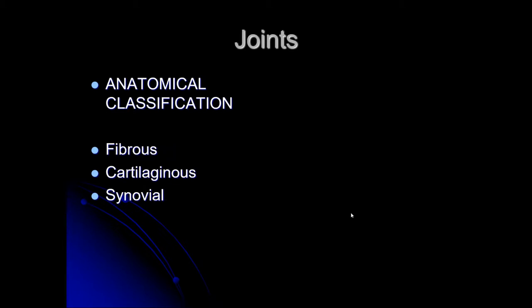So in lecture we talked about joints and how you could classify joints. Remember there are two ways to classify joints. One is an anatomical classification. And when you use that classification you get three different types of joints: fibrous joints, cartilaginous joints, and synovial joints.